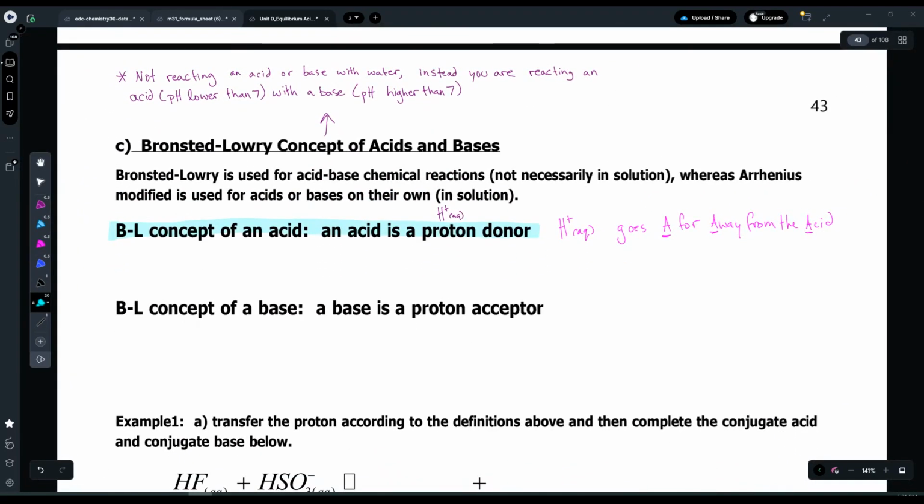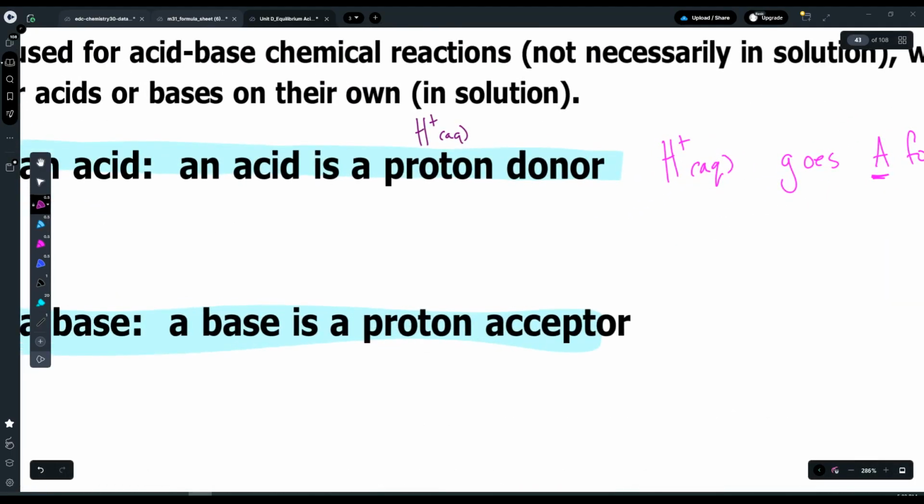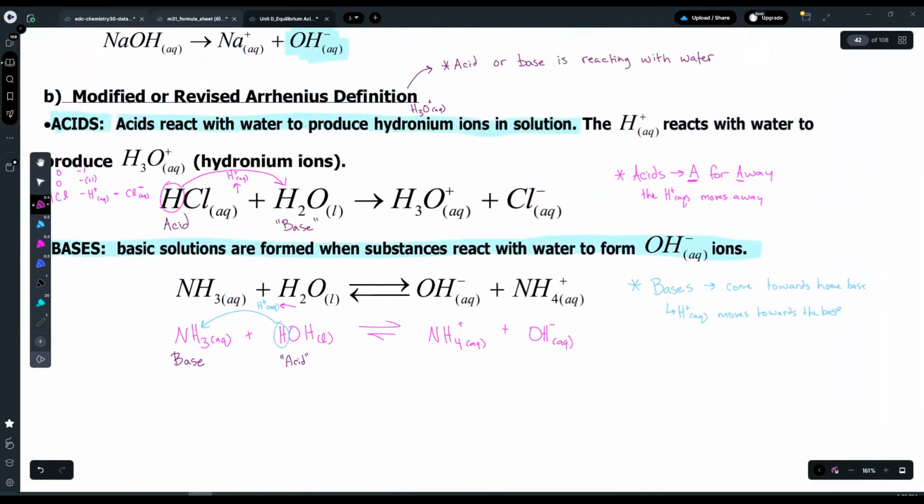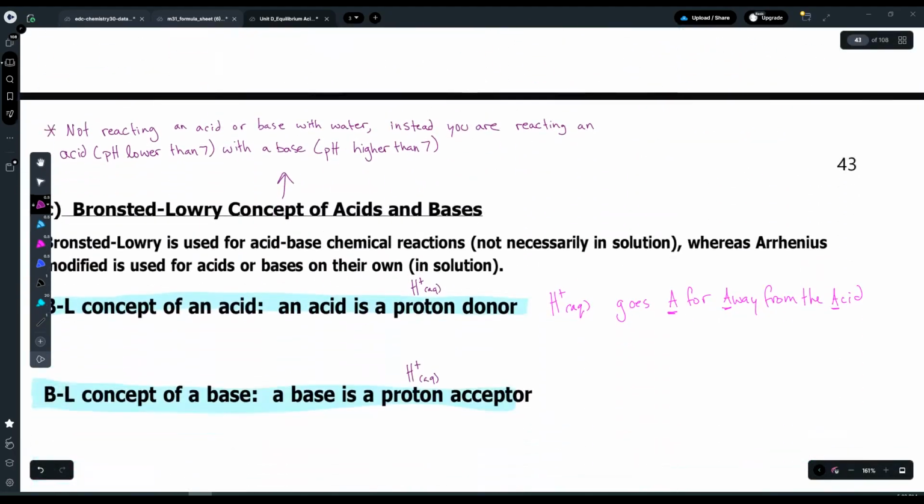Okay, meanwhile, the Bronsted-Lowry definition of a base is that it is a proton acceptor, or it welcomes the H+ ions. Okay, but similarly to what we said for modified Arrhenius, bases, you come towards home base, so the hydrogen ion is moving towards home base.